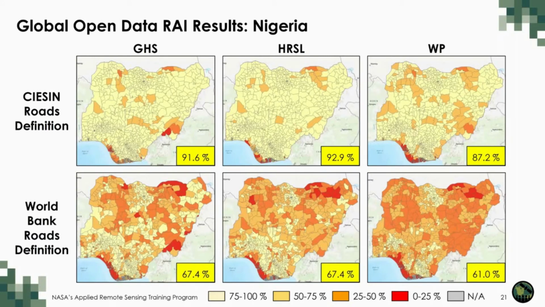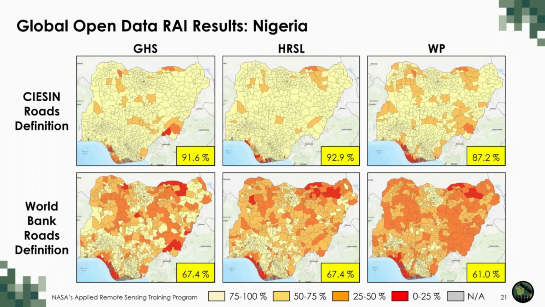Continuing with Nigeria as an example, here we see the subnational RAI results from our final analysis using the 3 POP layers, GHS, HRSL, and World POP, and the Season definition of all-season roads in the top row of maps, and the World Bank definition of all-season roads in the bottom row of maps. Comparing national RAI results across POP layers, GHS and HRSL produced similar results, with World POP having slightly lower results regardless of the road definition used.